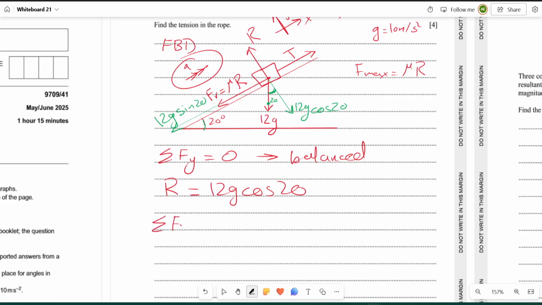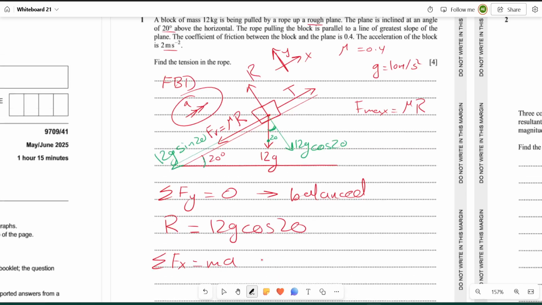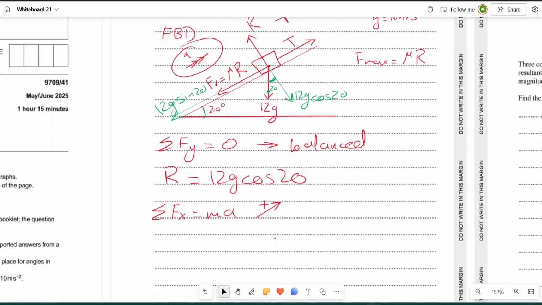Let's now do sigma f of x. Sigma f of x is going to equal mass times acceleration because we do have an acceleration over here. In dynamics, I always take the direction of the acceleration as positive. So I'm going to take up the slope direction as positive, not because it's up, just because the acceleration is pointing that way. If the acceleration was down, I would have come here and told you, let's take down as the positive direction. Always do that. There is no negotiation in this one.